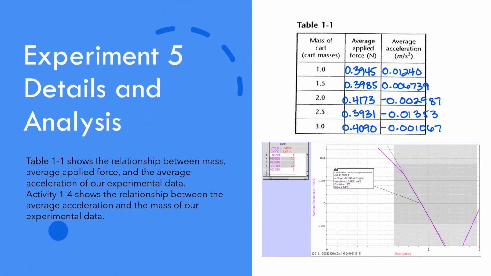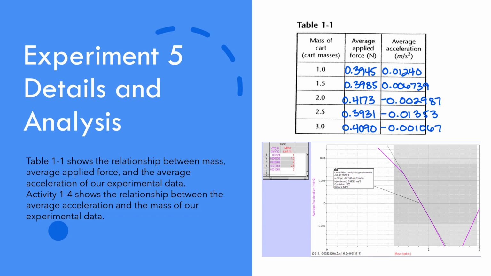So for experiment 5, we're going to start with looking at table 1-1. We are looking at the mass of the cart in relation to the average applied force and the average acceleration. As you can see from our data, even as you increase the mass, it doesn't look like the force went up by very much at all. But we do know based on Newton's second law that if it's a bigger mass, you will need a bigger force for the object to move. So there could have been an issue, like I said previously, with us just using the mass scale incorrectly, which is why our data didn't turn up the way that you expect.